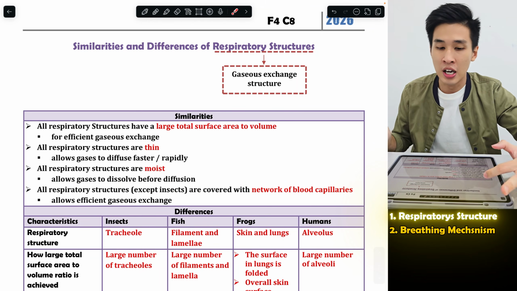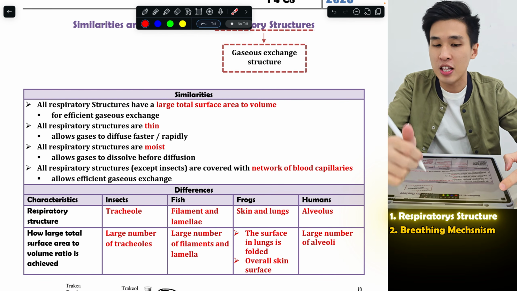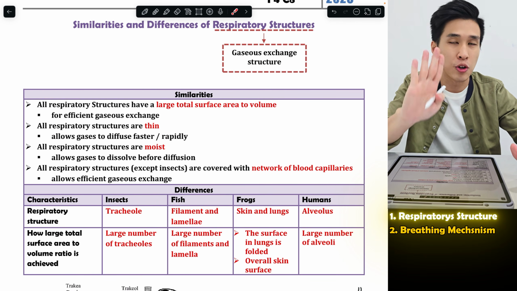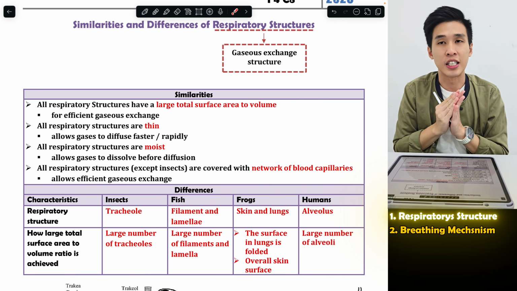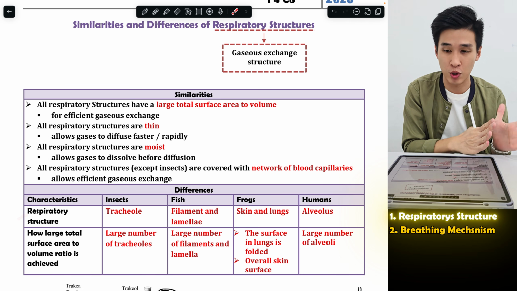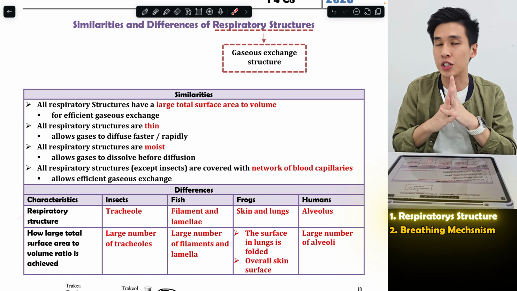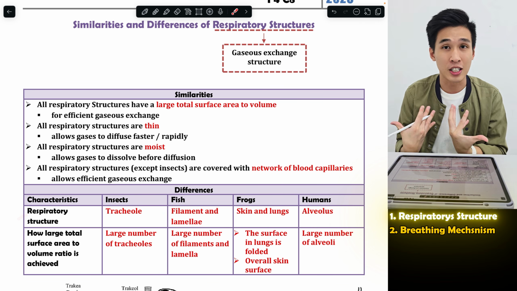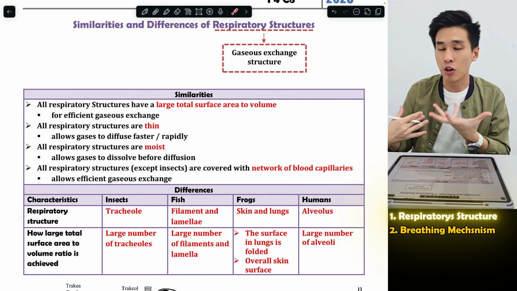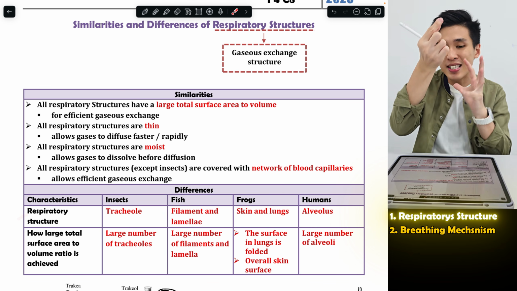Every animal has different respiratory structures. Let's just mention the respiratory structure of each animal first. First, respiratory structure and organ are not the same. They are two different things. Respiratory organ is, for example, our lungs, the organ that helps you to breathe. Respiratory structure of humans is actually your alveolus, which is inside the organ.